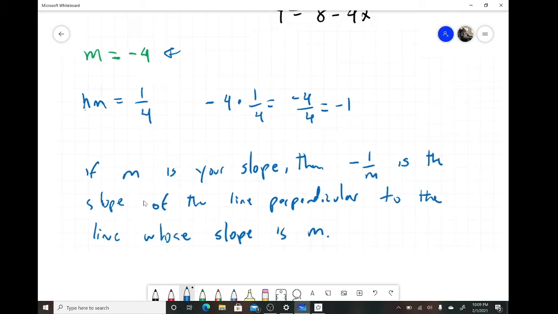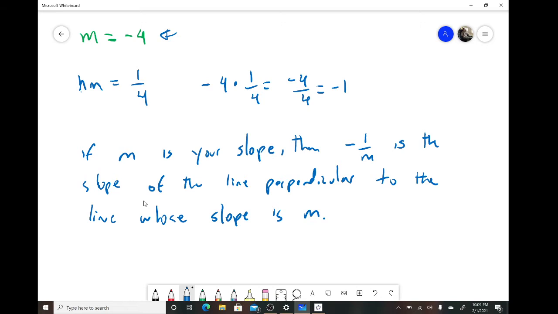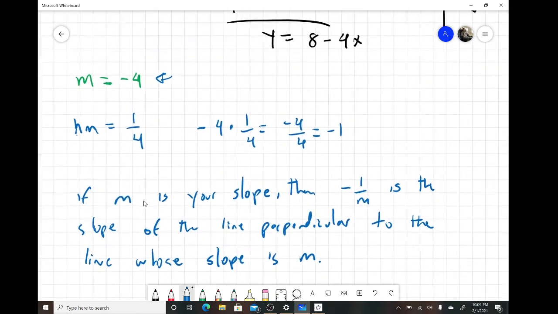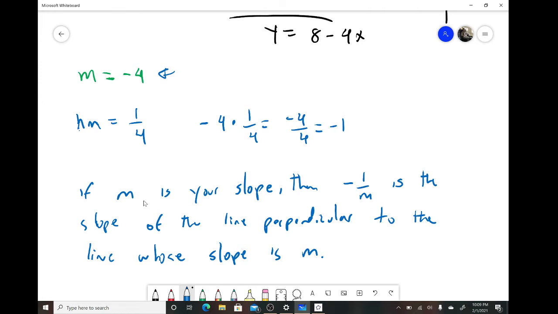This class, probably almost 70% is going to be spent talking about slopes. Slopes are going to be very important. In any case, this is how we find the slope of a line perpendicular to another line.